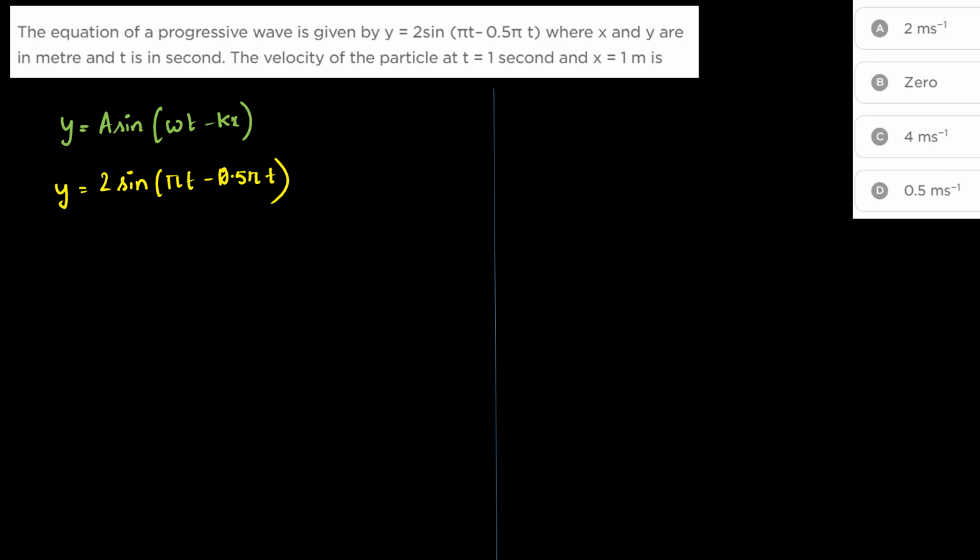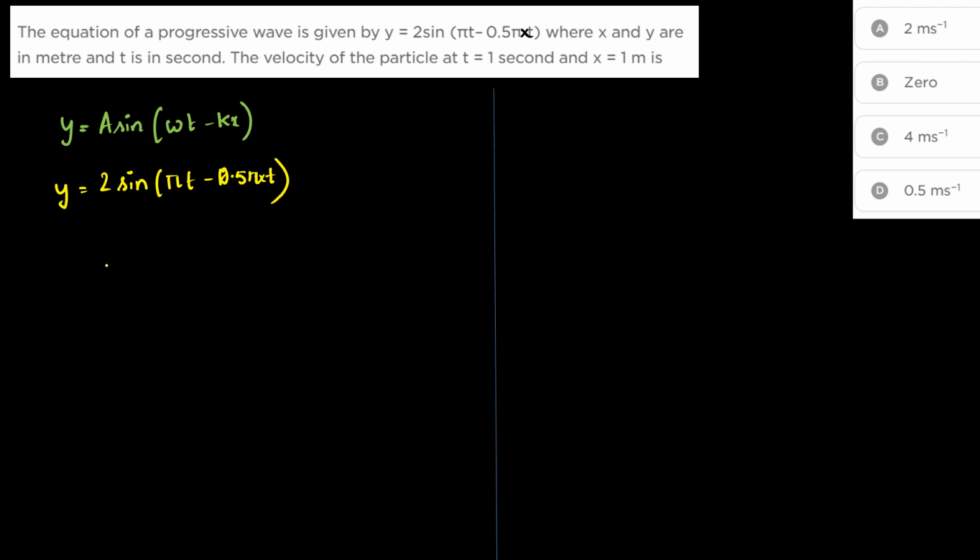I think the x is missing. The x should be there. Here it is mentioned that x and y are in meters. If x is not here, why would they mention x? So I think x should be there. So it is going to be 0.5 pi x t.